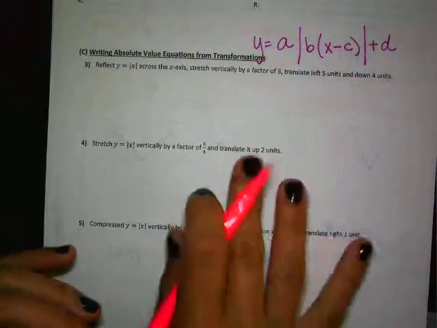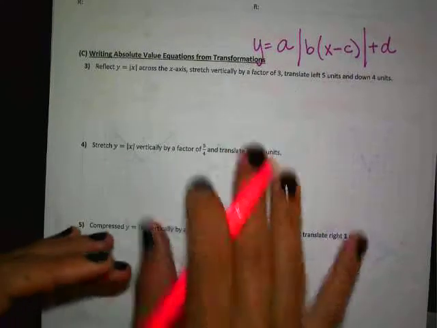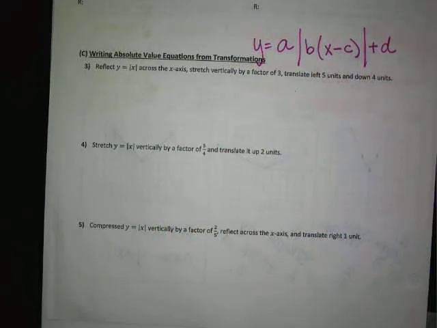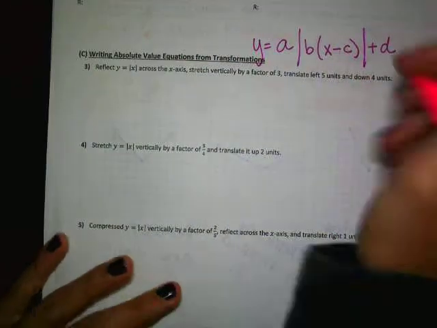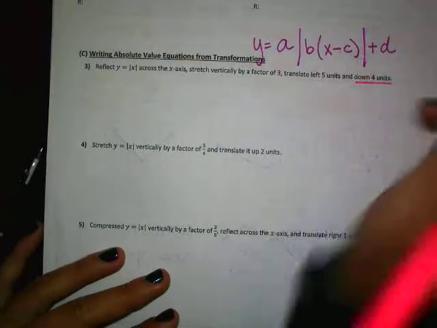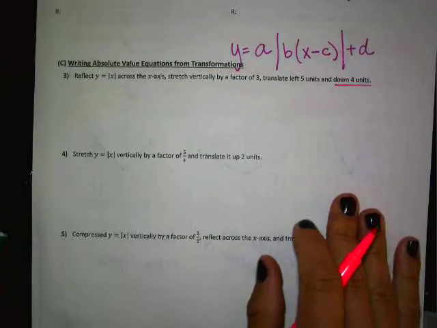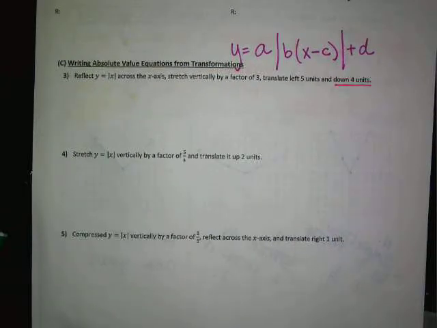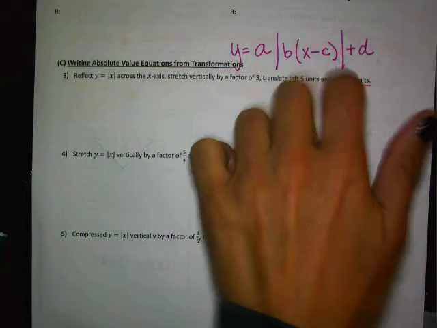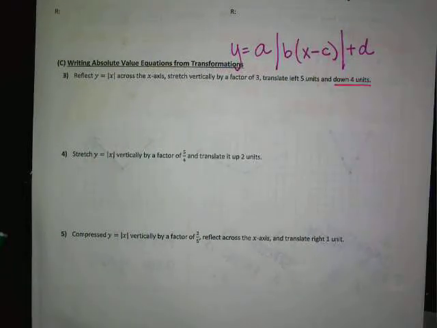All right. Like I said, we're going to take these words and put them where they're supposed to go right here. So I'm going to start down here with the down 4. Where would that translation go? The A, the B, the C, or the D? D. Good.